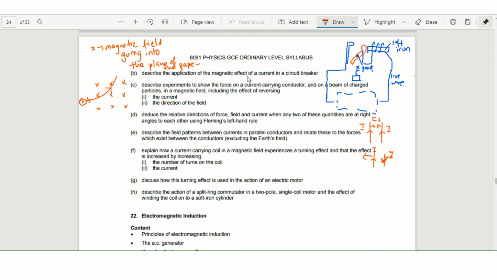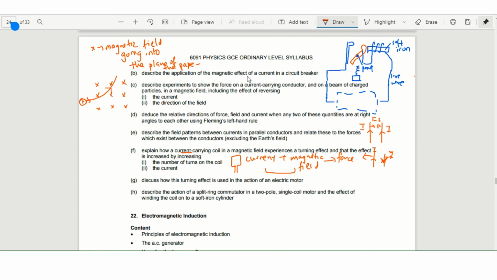So what you need to know is if you have a current plus a magnetic field, and as long as these two are not parallel to each other, there will be a force created. And this force is dependent on the size of the current. So the greater the size of the current, the greater the magnetic force produced. And if the current is passing through a coil, then the more turns there are in the coil, the greater the force produced. And you need to be able to apply it to the turning of an electric motor, to how an electric motor works.